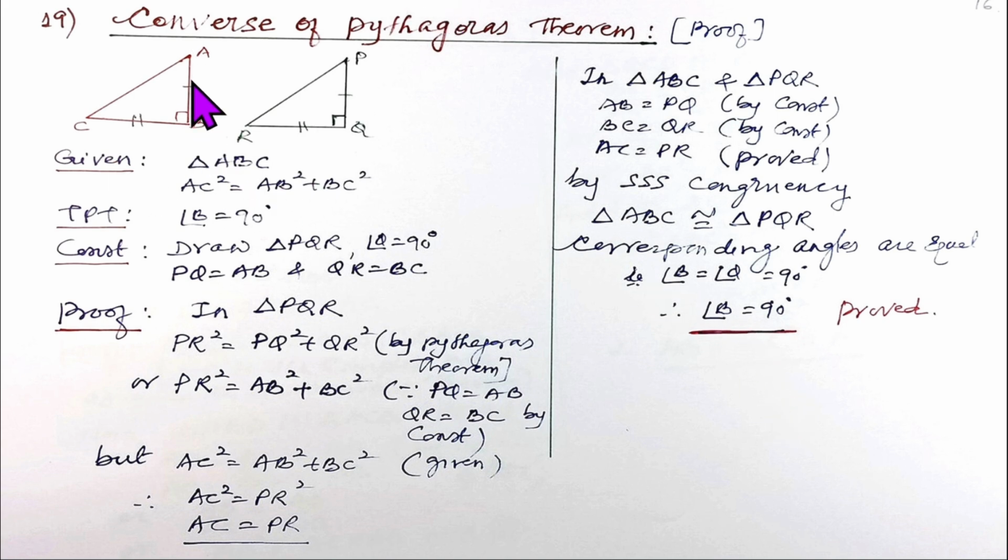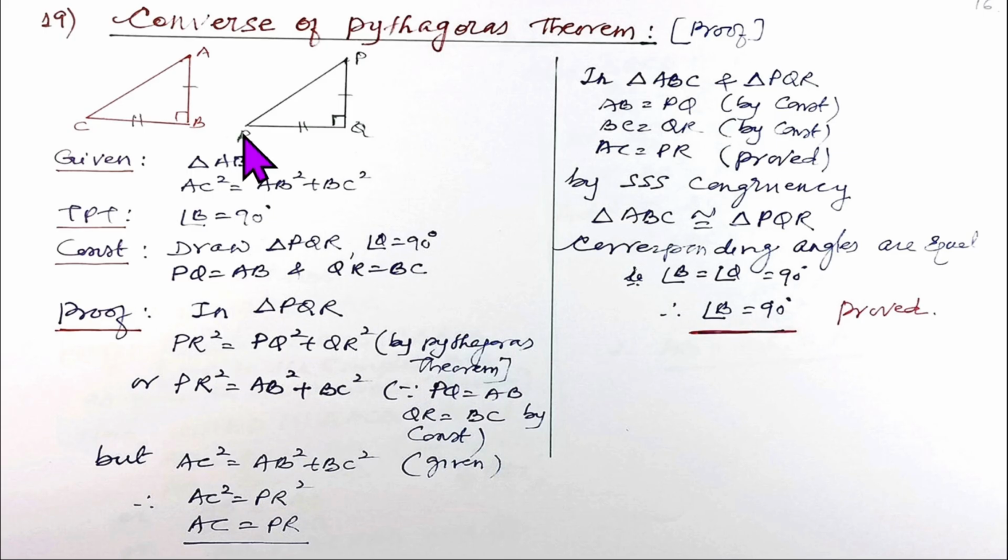Now we are given a triangle ABC. It is given to us that AC square is equal to AB square plus BC square. Now we have to show that angle B is equal to 90 degrees, so that triangle ABC is a right angle triangle. Now construction is, draw another triangle PQR, a right angle triangle PQR where angle Q is 90 degrees, PQ is equal to AB and QR is equal to BC. Okay, remember that.